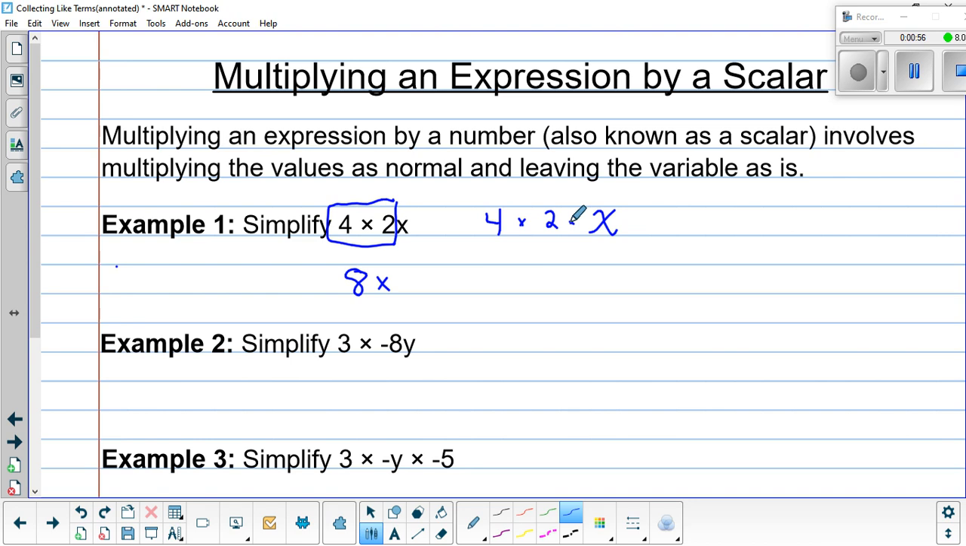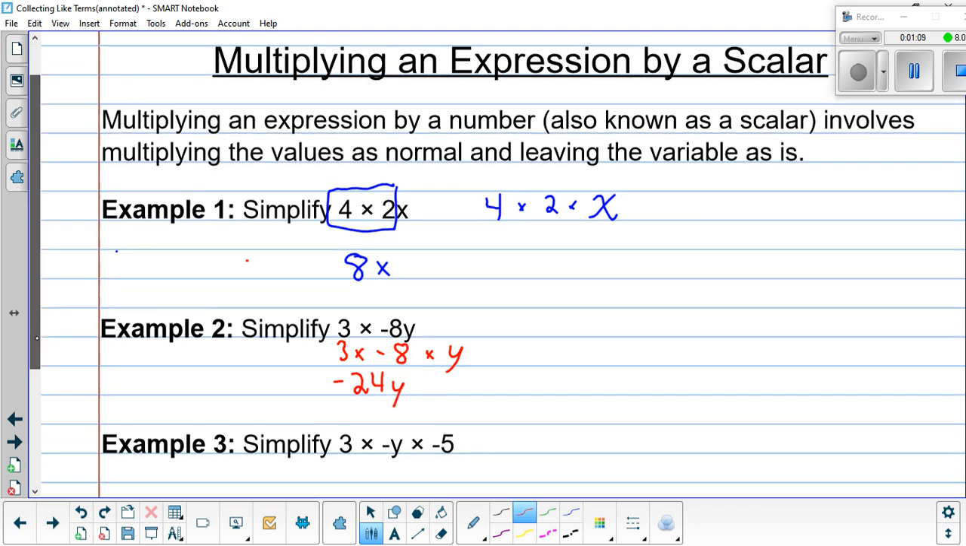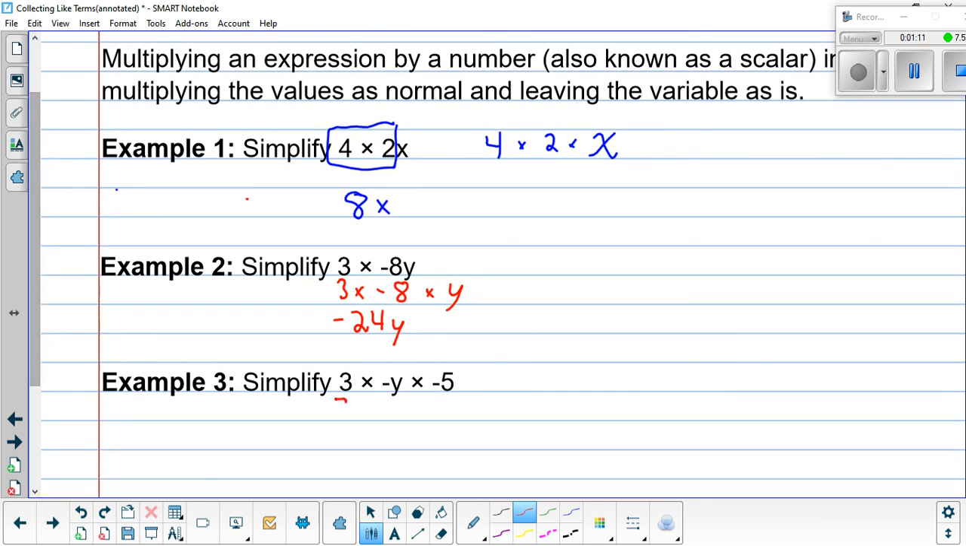Okay. Next off, we have 3 times negative 8. Well, 3 times negative 8 times y. So we get negative 24y.